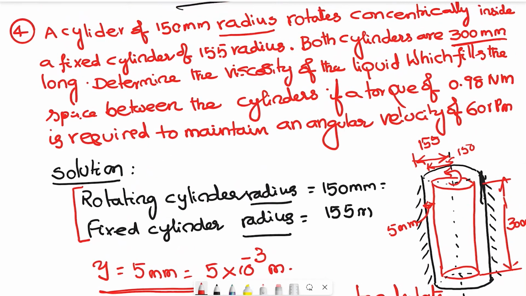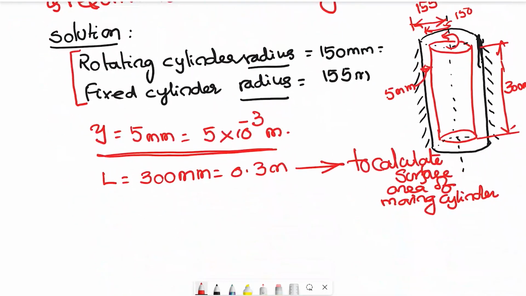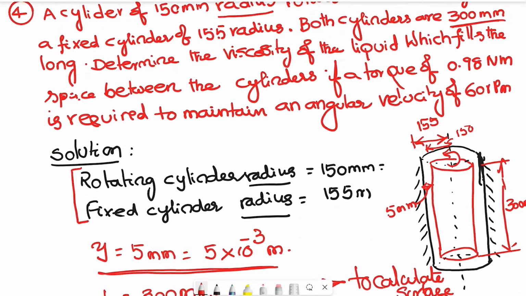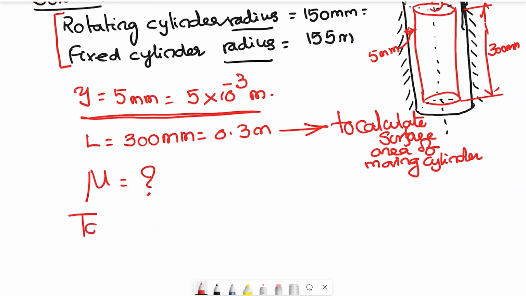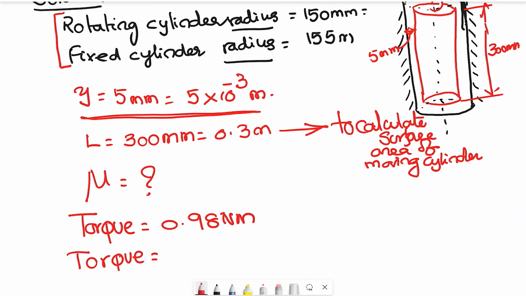What is the next thing he has given? Determine the viscosity. So the question is what? Mu is equal to how much? What is the other data he has given? If a torque of 0.98 Newton meter, right? So what is torque actually? What is torque? You should understand. Torque is equal to force into lever arm.